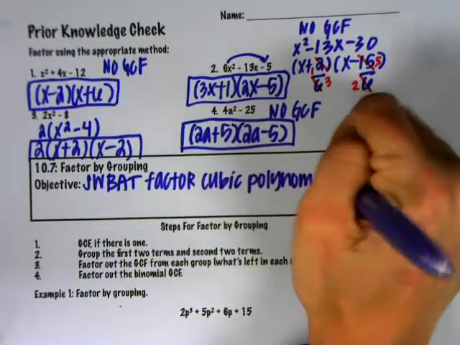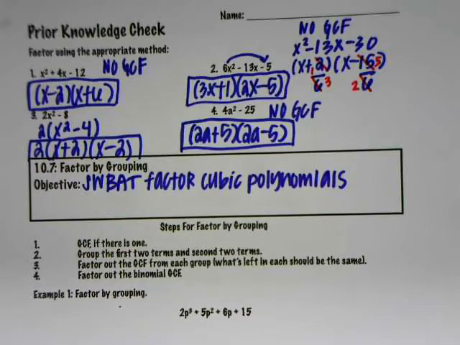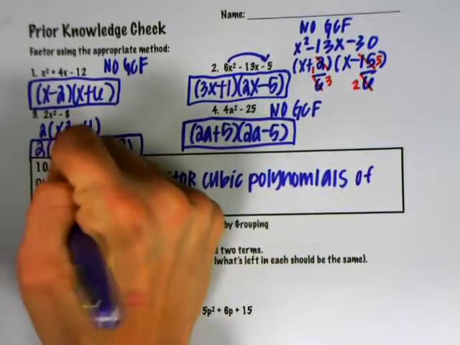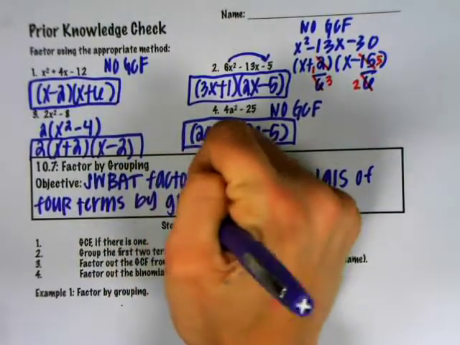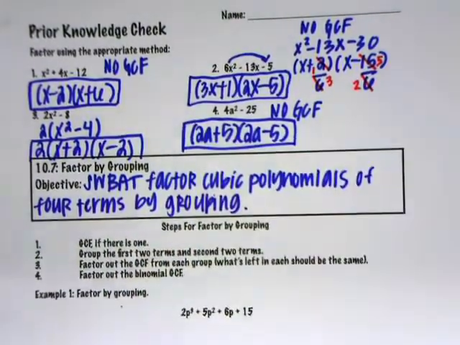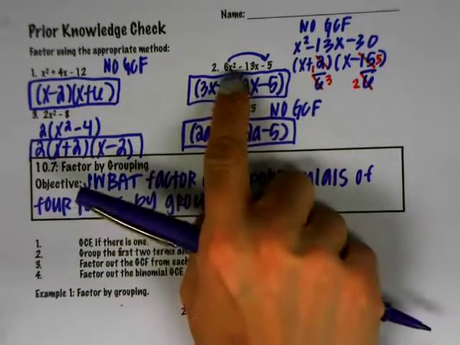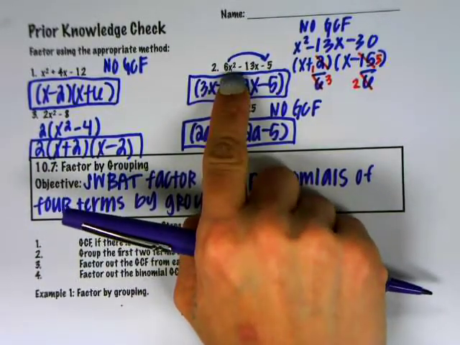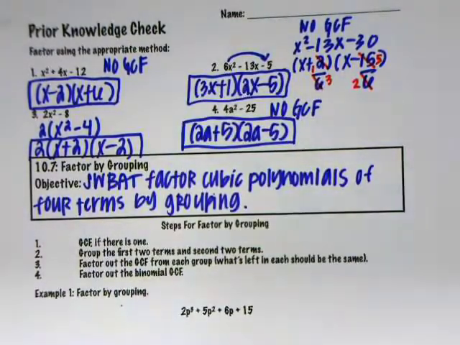What does cubic mean? The highest exponent is 3. Yep. Cubic polynomials of 4 terms by grouping. It makes sense that the highest exponent would be 3, because the ones that have 3 terms are quadratic, with a highest exponent of 2. So if I'm going to add another term, I'm going to have to increase the exponent up 1 to make it all fit. Okay?